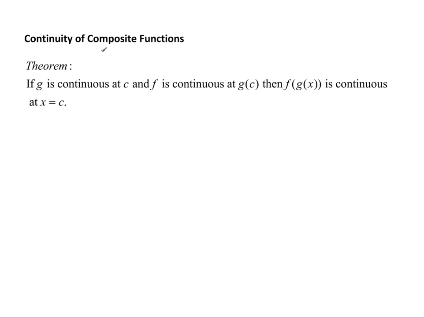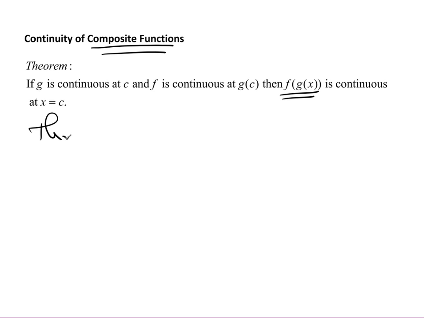A lot of functions that we look at are actually some form of composite function. So let's take a look at the idea of continuity in composite functions. If g is continuous at c, where obviously g is some function, and f is continuous at g of c, then the composite function f of g of c is also continuous at x equals c.